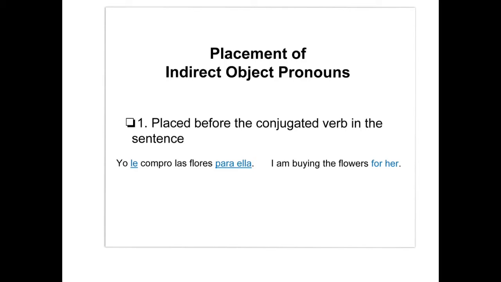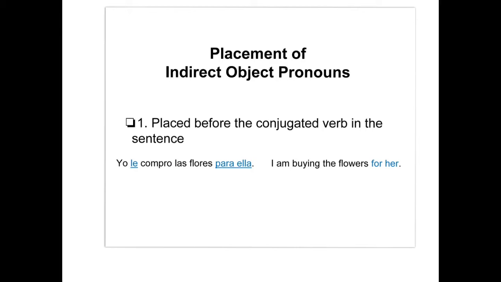Let's look at that same sentence in English. I am buying the flowers for her. In my sentence in English, my indirect object pronoun appears at the end of my sentence after my conjugated verb. You will also notice in the sentence in Spanish that while I'm using my indirect object pronoun le, I still have my indirect object para ella in my sentence.